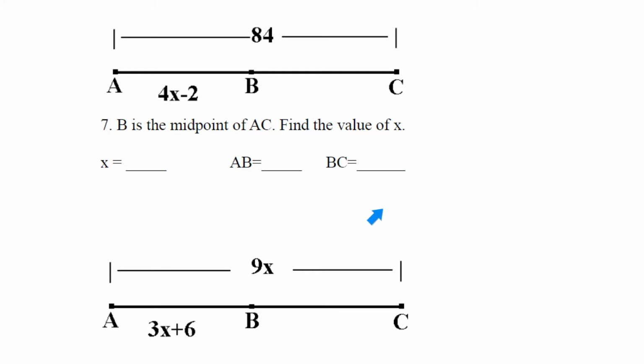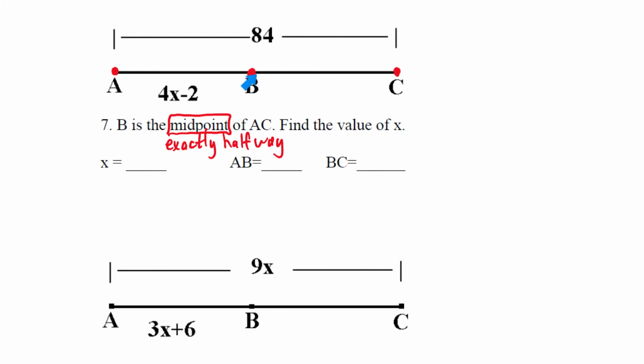The key word here to help me is this right here: midpoint. Okay? That tells me something. It doesn't mean it's just somewhere between there. When it says it's the midpoint, it means it's exactly halfway. So B is exactly halfway between A and C. So I could use that fact in two different ways.